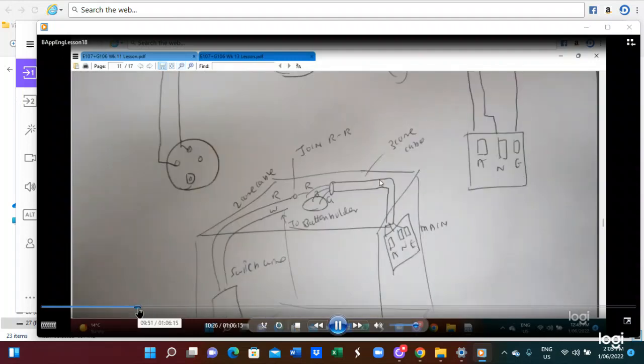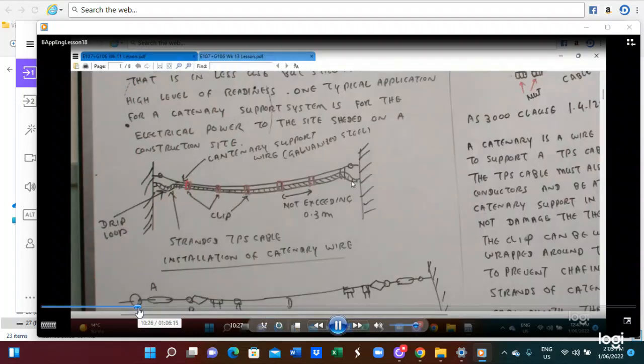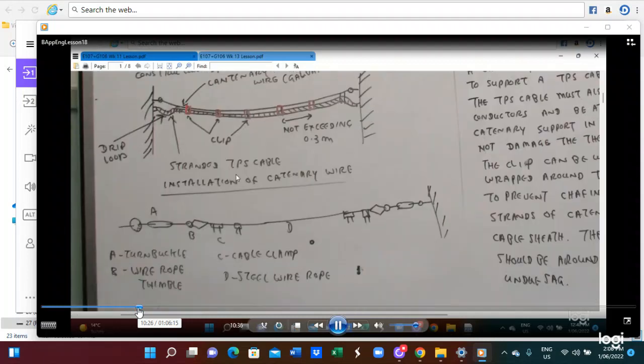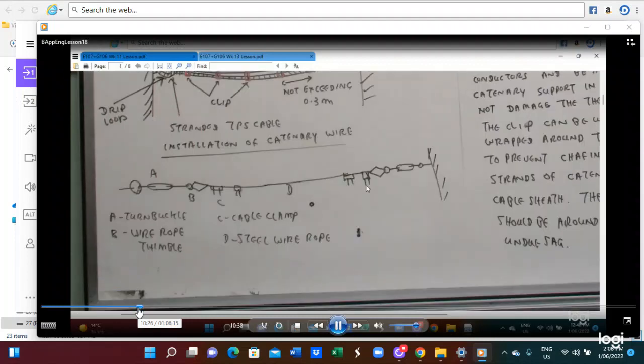Here is the connection of the catenary wire. So in this lesson note you can read about the connection of the catenary wire, how to give a clip on the catenary wire, and the components of the catenary wire. You can see on this diagram.